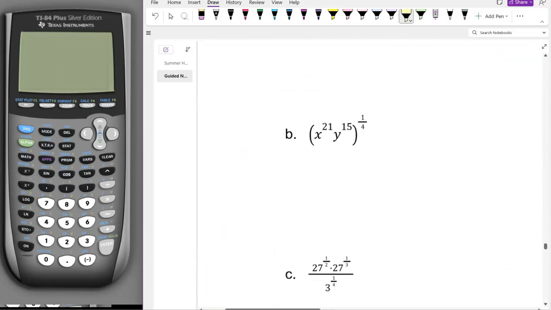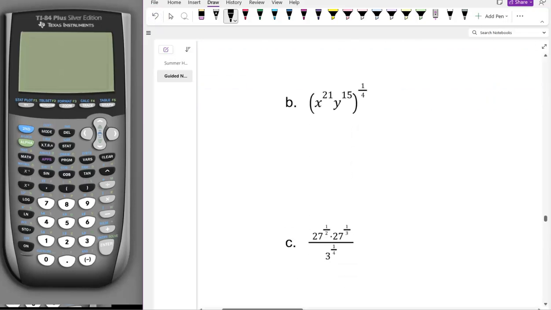So we have the x to the 21st, y to the 15th, raised to the power of 1/4. You have a couple options here. Since this is just one term, you can distribute this power. Remember, you can do that when it's one term in the parentheses, but not when it's two terms. Or you can put this all into radical form. I think I would prefer that.